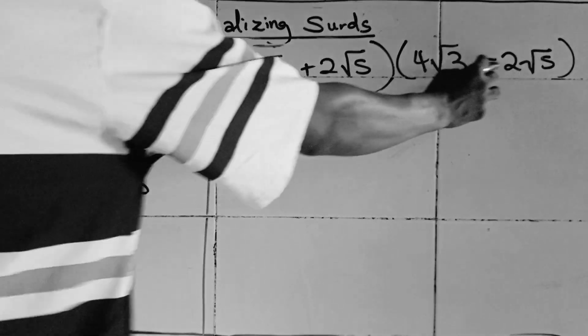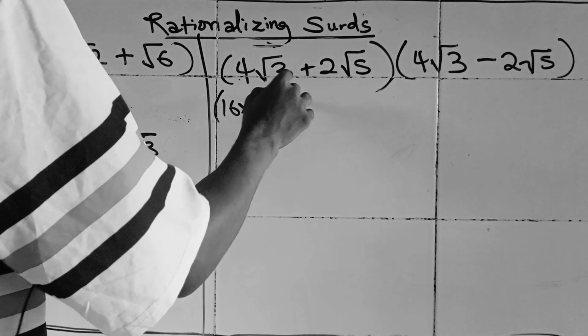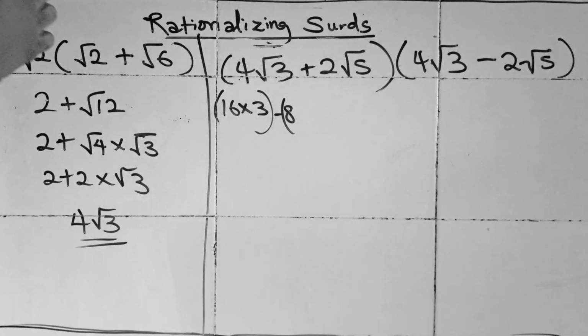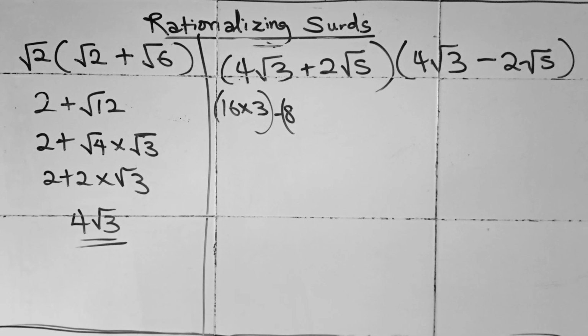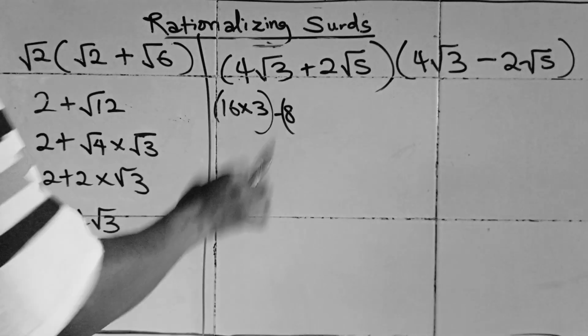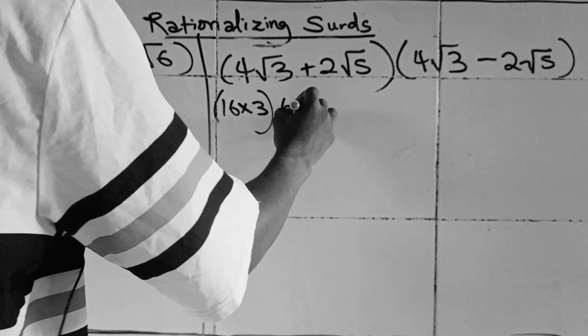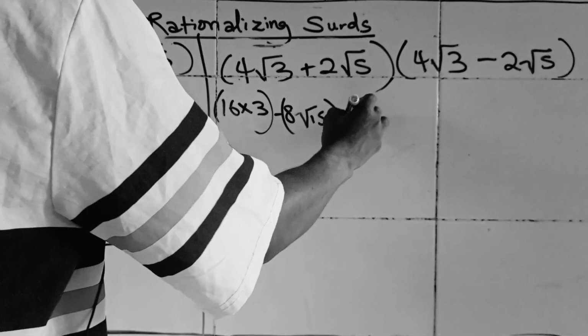Now 4 root 3 times negative 2 root 5. Because it's a negative, this one is negative. 4 times 2 is 8. Good. Root 3 times root 5 is root 15. So minus 8 root 15, in brackets. Then this one will be positive.